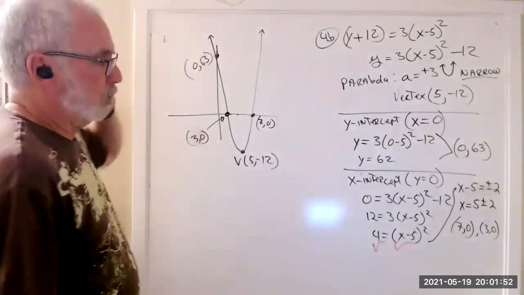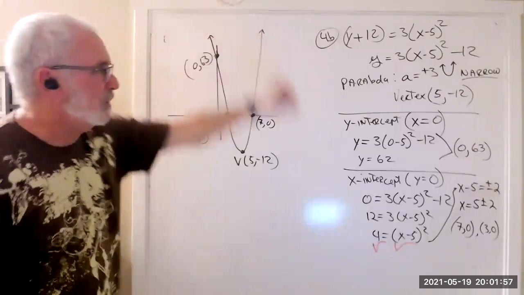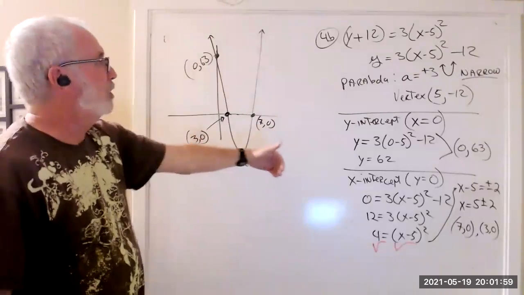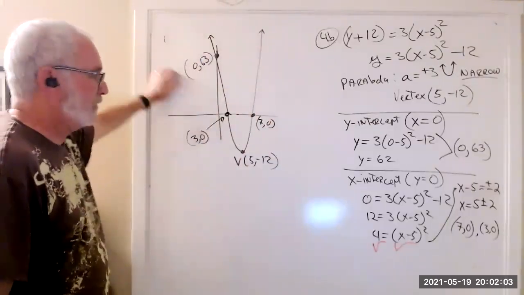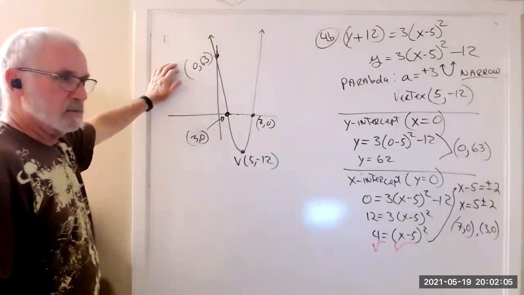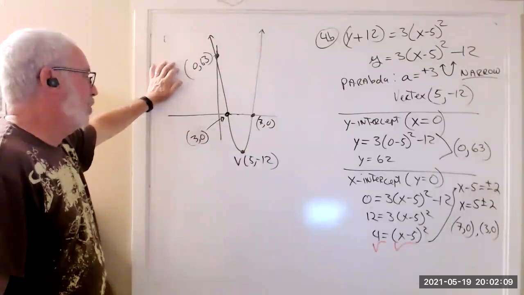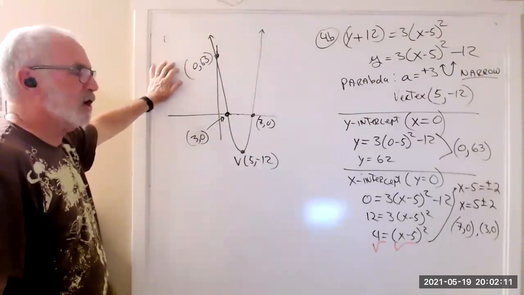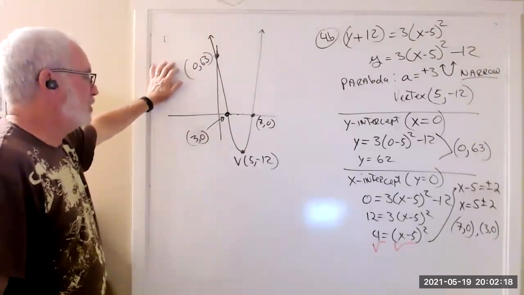So my work, my graph. Any questions about any of my parabola work or how I translated that work into a graph over here? Okay, where's the axis of symmetry? Where does it go?